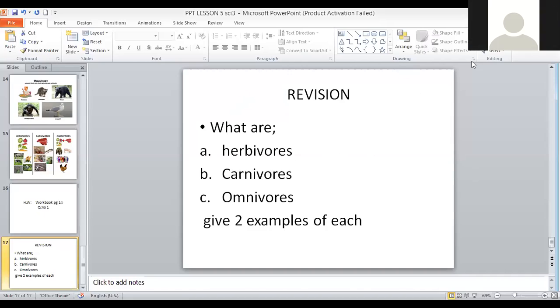They eat vegetables, eat plants and meat. Very good. Well done. And give me one example of an omnivore. Yes, Abira. Anyone else who wants to answer? One example of an omnivore. Who is going to reply?